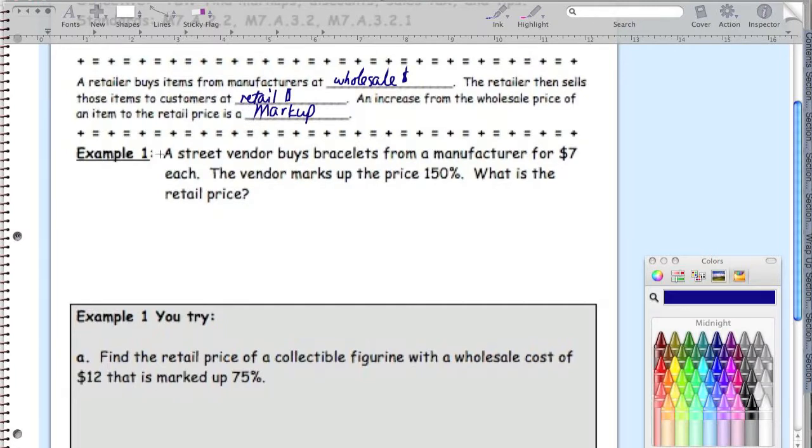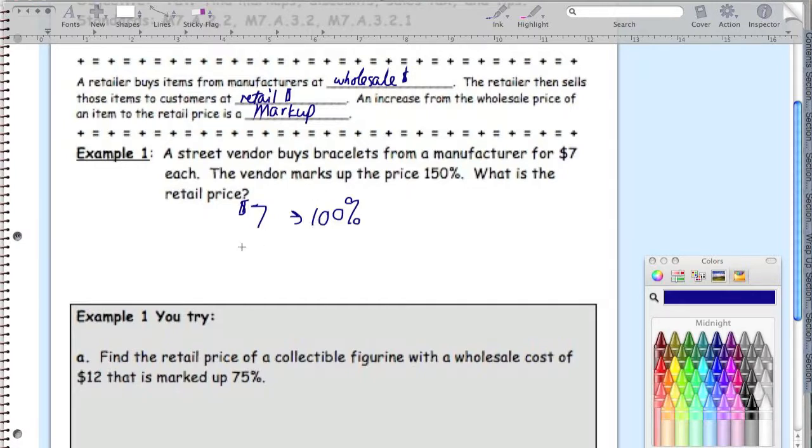But let's take a look at example 1 again. A street vendor buys bracelets from a manufacturer for $7 each. The vendor marks up the price 150%. What is the retail price? So what we want to think here is this vendor is definitely going to charge at least $7, which is 100% of what he paid for. He paid $7, he's going to charge at least $7. 100%, 7 out of 7 is 100%.